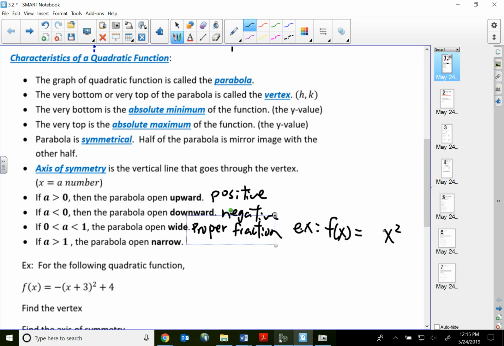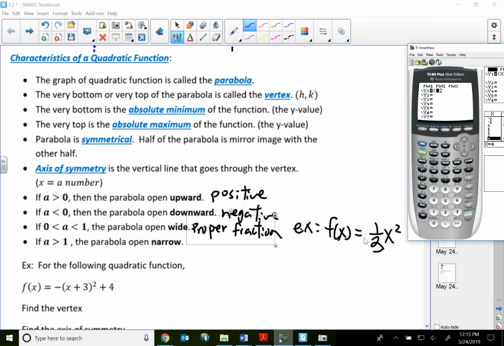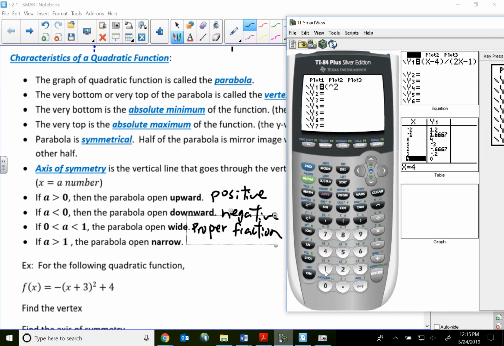So if I put a proper fraction, like 1/3, in front of my x squared, why does it open wide? Open wide actually simply means it opens upward a little bit slower. That's why it seems wide, because your y value grows very slowly. Your y value has to be multiplied by 1/3. So whatever x you pick, that number will be squared, but then gets multiplied by 1/3, and that's the reason why the graph is not going upward very fast.